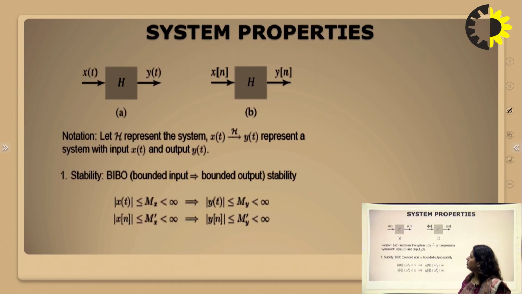Then there are system properties. We discussed that the output depends on the input with some characteristic, or we can say that the system will give a response according to the particular input. So here we represent the system with h, or this can be represented as an LTI system.